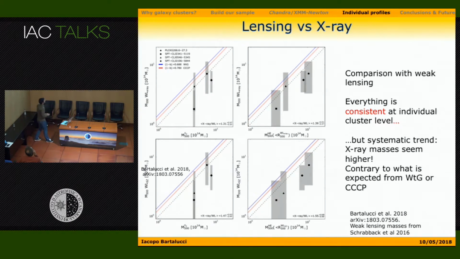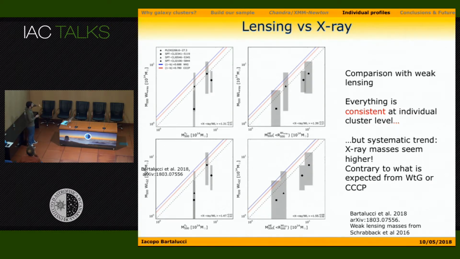Okay, then another test is that we compared our masses with lensing. Now, what is interesting here with weak lensing is that on the x-axis we plot our masses. On the y-axis we are plotting the weak lensing masses. What you see here is that first of all, there is formally a good agreement between our masses and weak lensing.